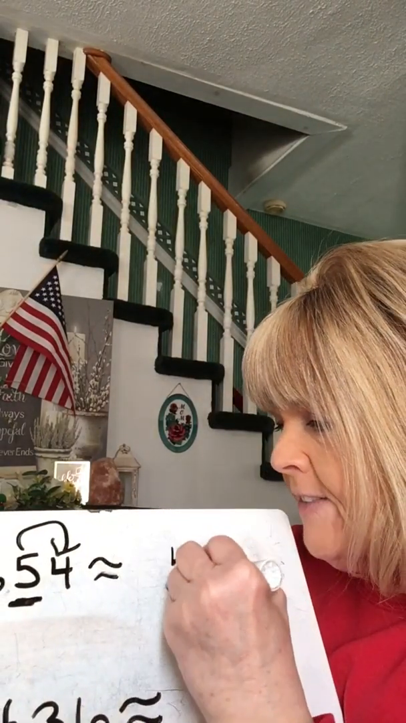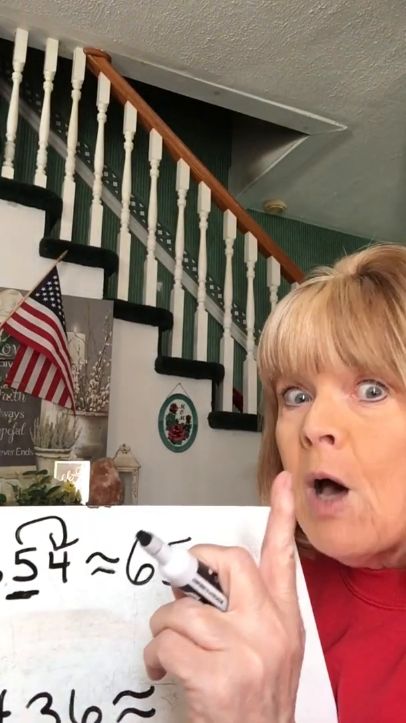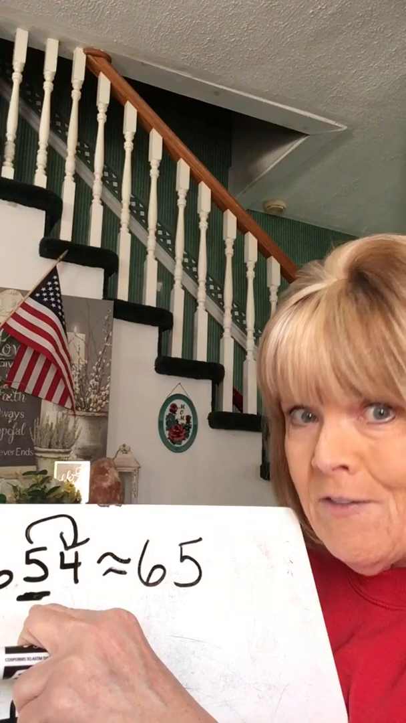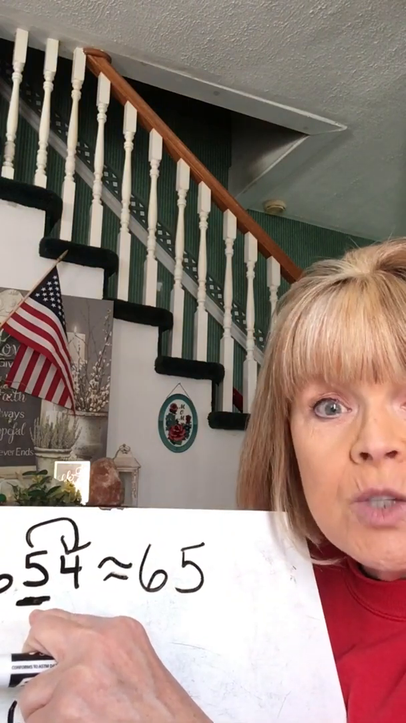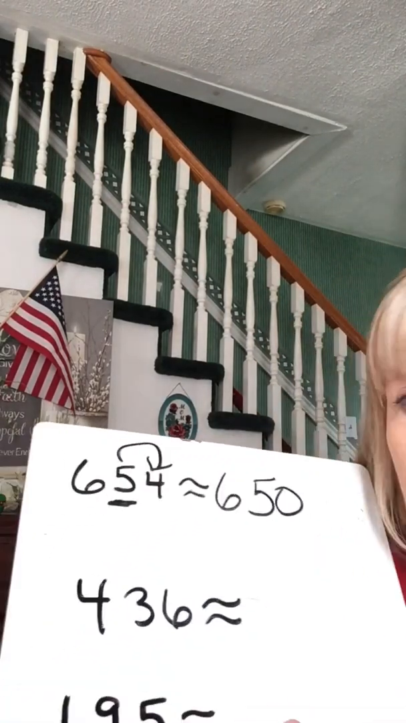So the 5 stays the same. Everybody to the left stays the same. Doesn't change them. But everybody to the right of the underlined digit changes to a 0. And that's it. 650. Now let's do another one.